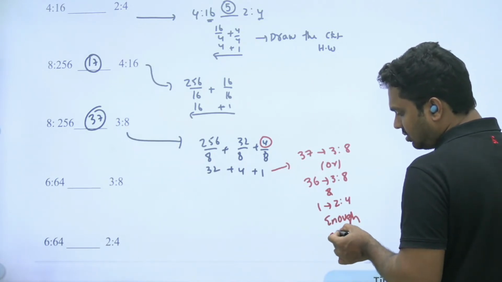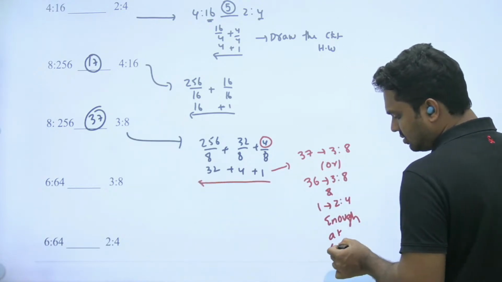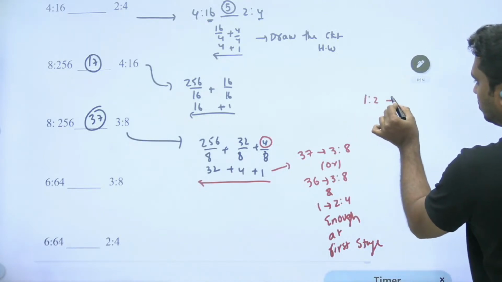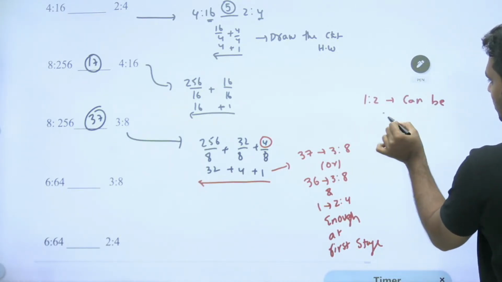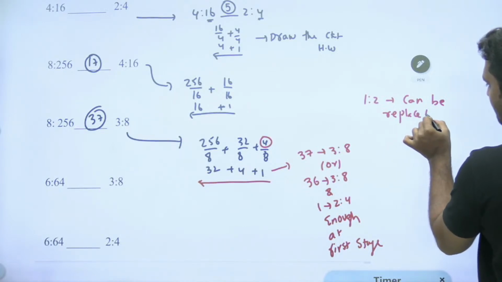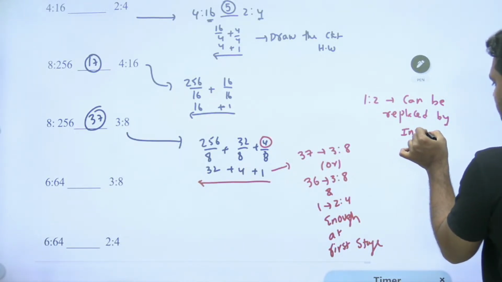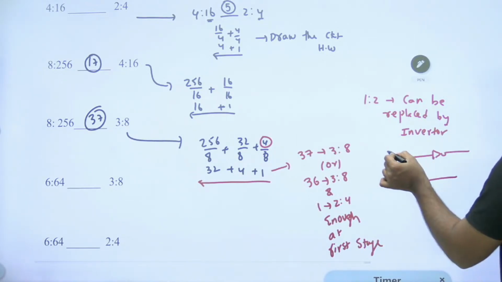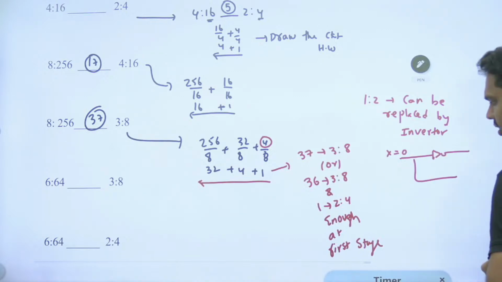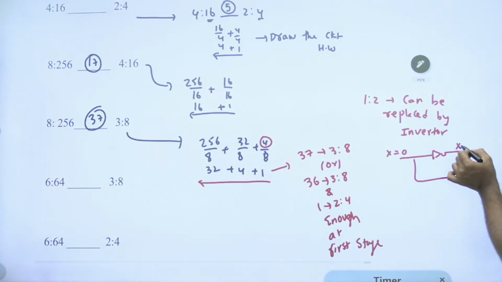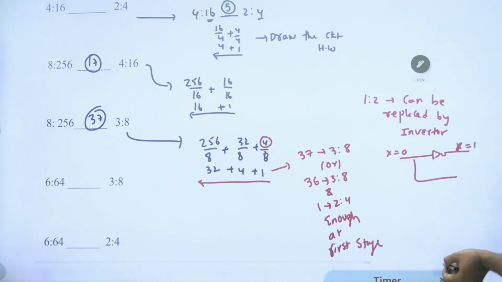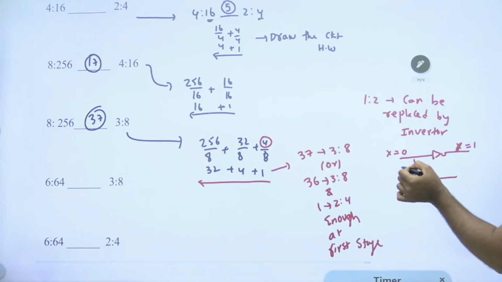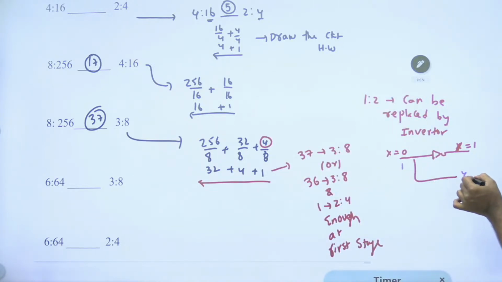This is the order, right? First stage. A 1 by 2 decoder can be replaced by an inverter. I told this, right? You have an inverter. When x equals 0, what happens? You get output y equal to 1. When x equals 1, you get the other output equal to 1.